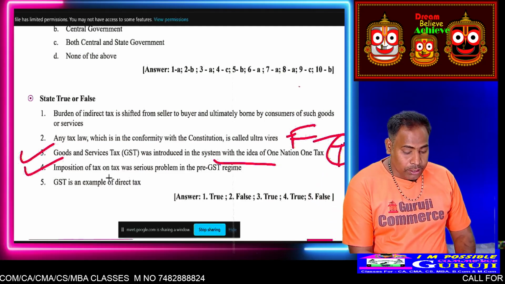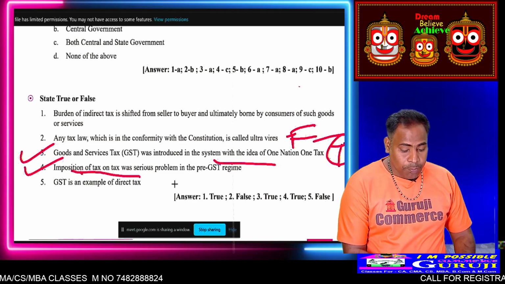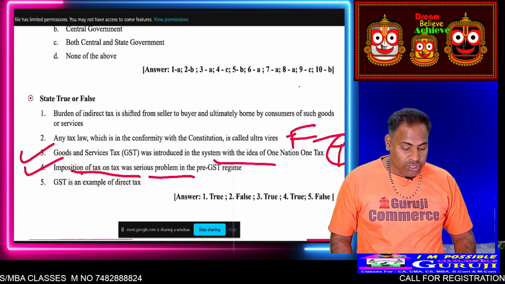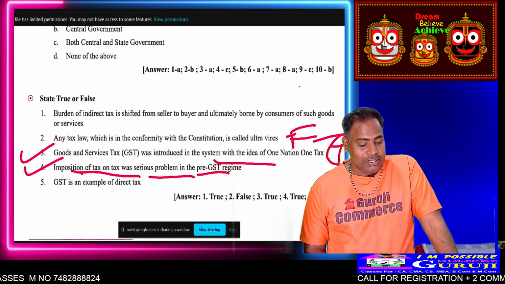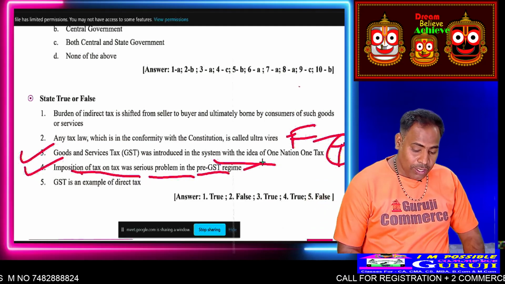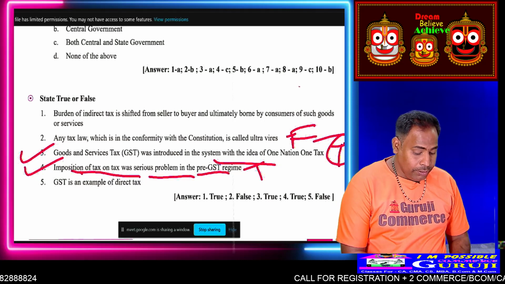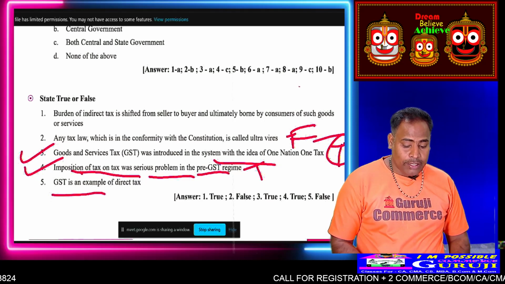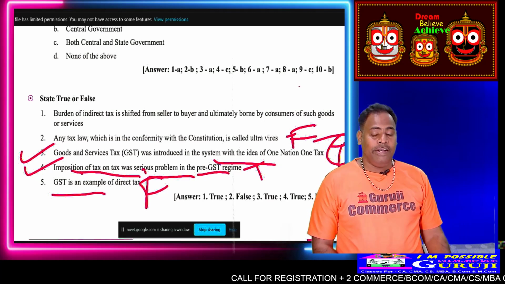Cascading of tax on various goods was a serious problem in the pre-GST regime. Yes, true. Tax on tax was a serious problem. GST is an example of direct tax. False. It is an example of indirect tax.